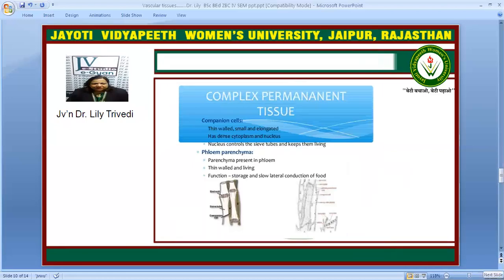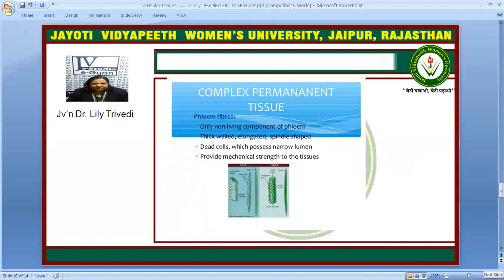Second is the companion cell. They are thin-walled, small and elongated and have dense cytoplasm and nucleus. The nucleus controls the sieve tubes and keeps them living. Phloem parenchyma. Parenchyma is present in phloem. It is thin-walled and living, and the function is again storage and lateral conduction of food.